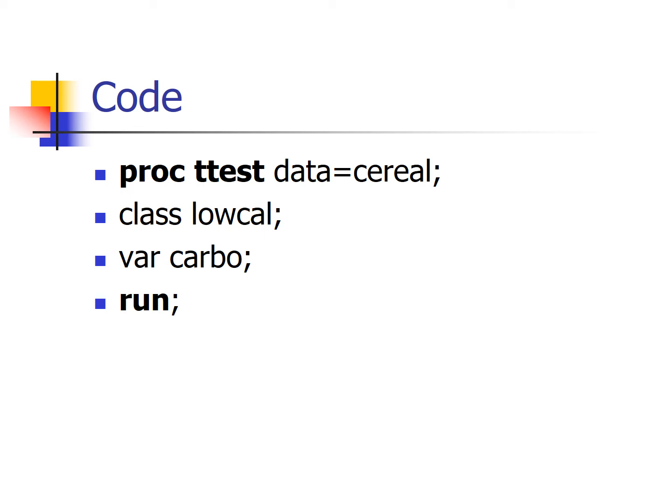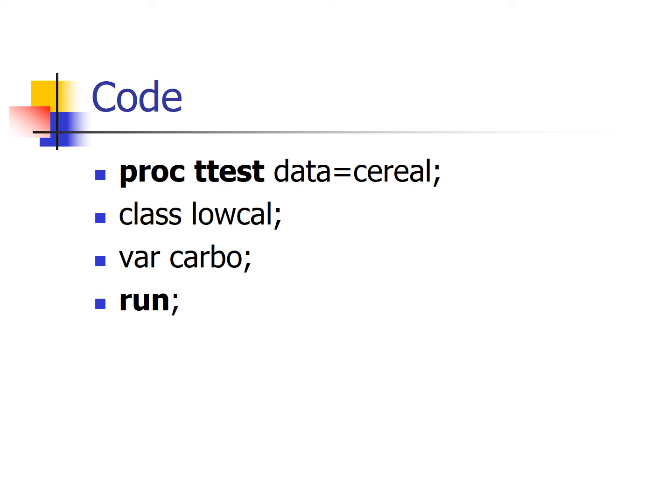And the variable we want to work with is carbohydrates. So we want to test the null hypothesis that these low calorie versus not low calorie cereals have the same average carbohydrates.